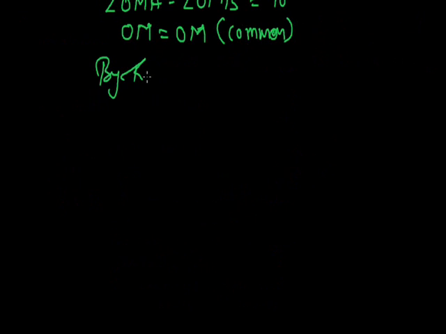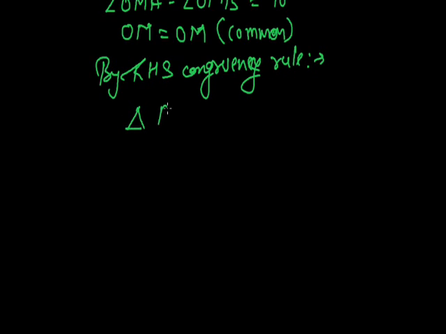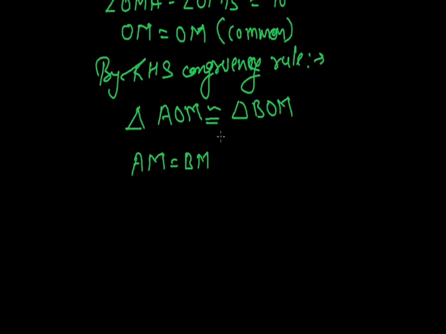So by RHS congruency rule we can say that triangle AOM is congruent to triangle BOM. Then by CPCT we can say that AM is equal to BM. Okay, understood? Now let's move to the next topic.